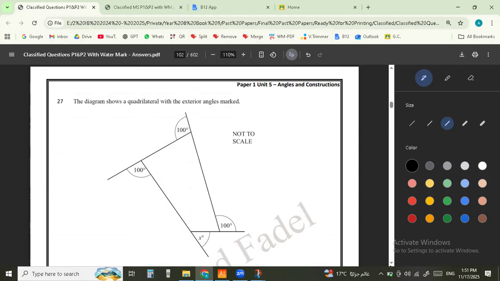Find X. How can I find X? I need to find here the straight angle. Use it. This is 80, 80, 80. Then how can I find the fourth angle? Add them up and subtract from 360. They're going to give you 240 exactly. 360 minus 240 is 120 degrees. So X is 60 degrees. Straight angle, 180 minus 120.